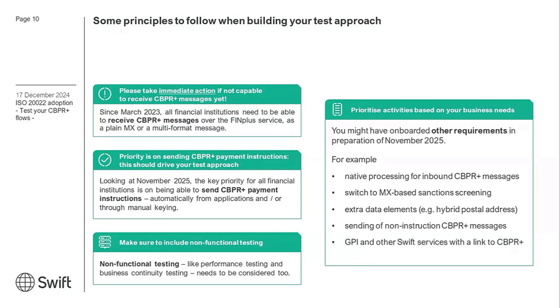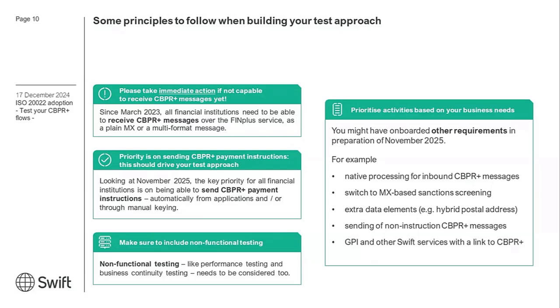So your FinPlus interface has to be configured correctly so that you are able to receive those CBPR Plus messages, either in a multi-format, which is MX with embedded MT, and this is really the default configuration, or, if you don't need the MT part, you can change that configuration to receive only MX messages. Then you're able to receive only messages in ISO, and all your systems are able to handle that. So that's the first step to complete. I'm sure most of you have completed it, but if not, please do that quite urgently.